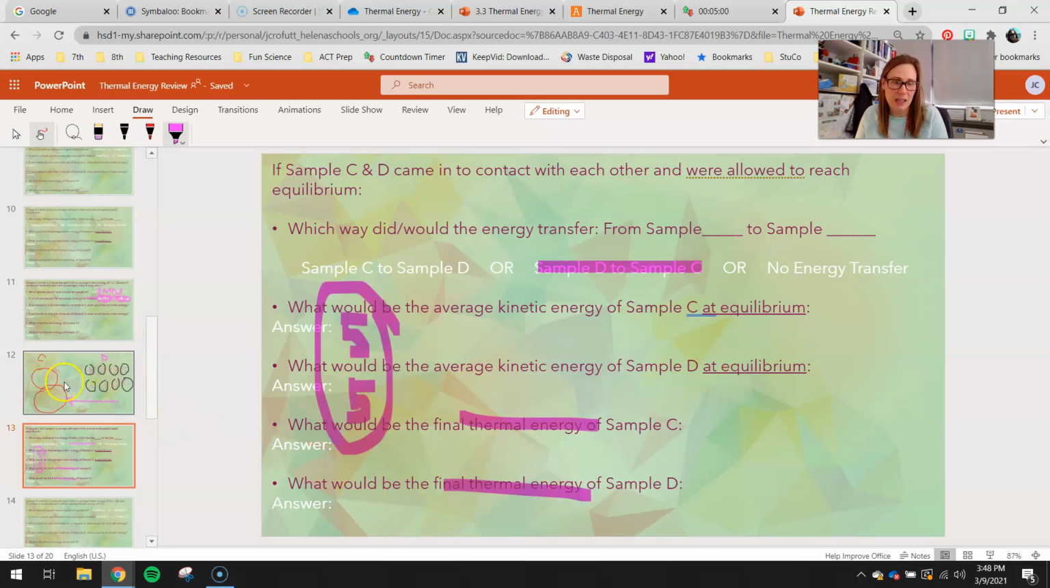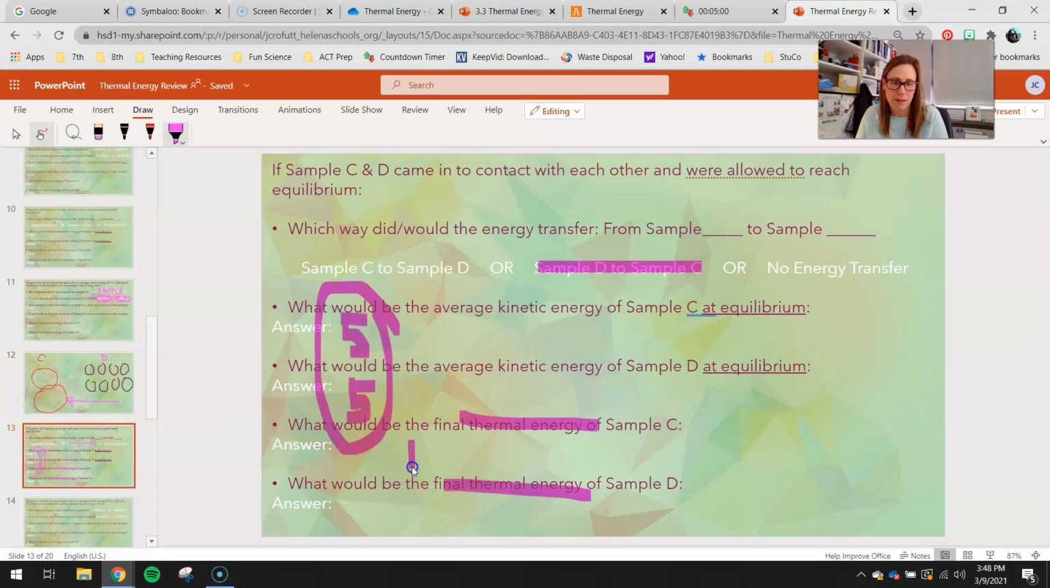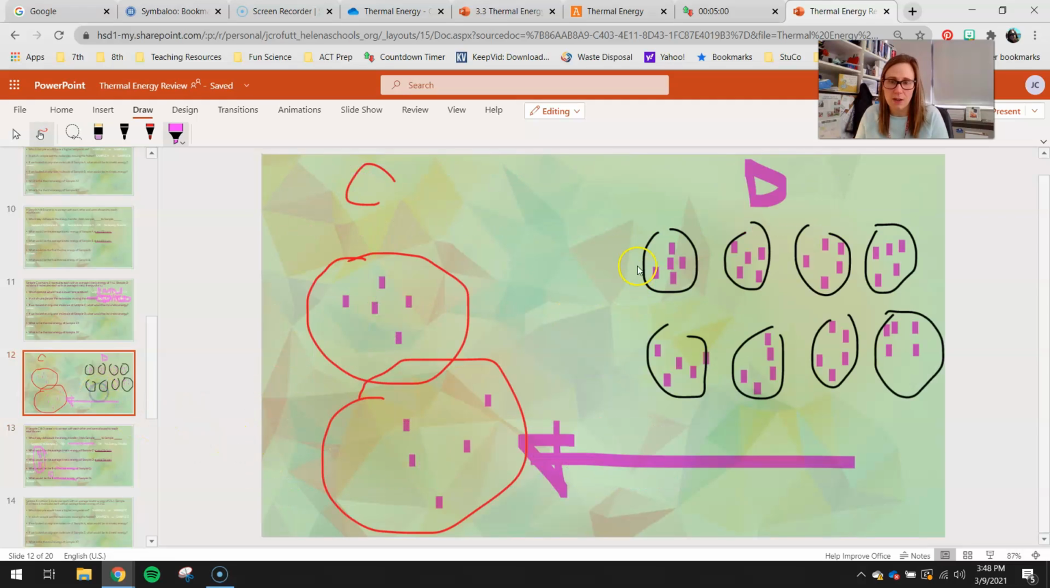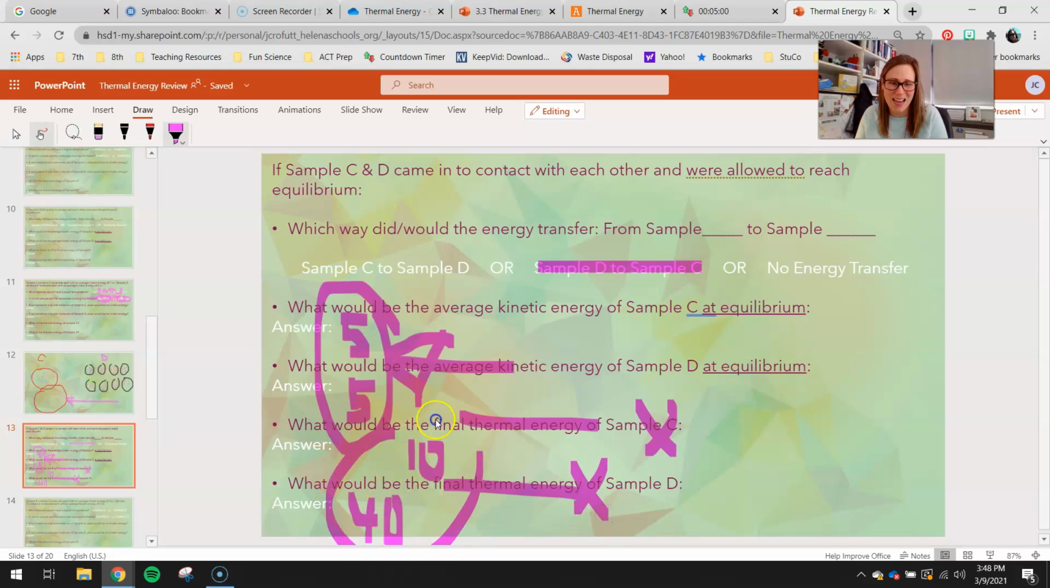Okay, and then if we look here, all right, the final thermal energy of C, we've got 5, 10. And the final for D would be 5, 10, 15, 20, 25, 30, 35, 40. So your answer here would be 40. So notice that, yes, our average kinetic energy is the same at equilibrium, but not for our thermal energy. These two are not the same, okay?